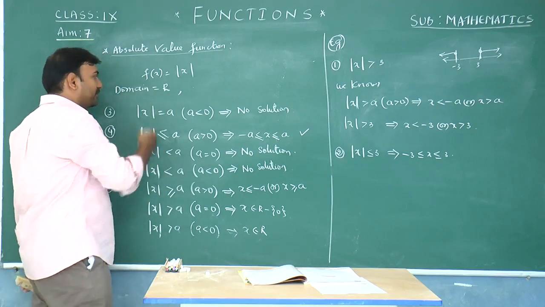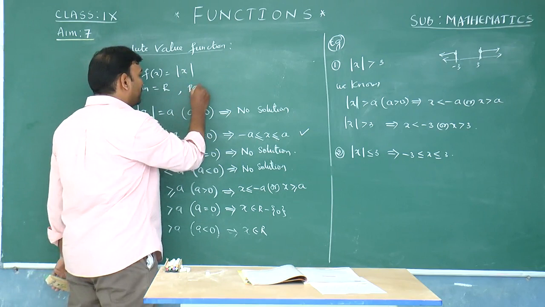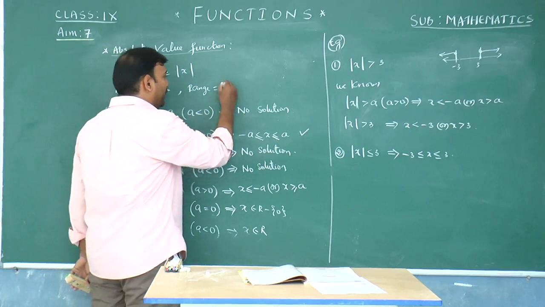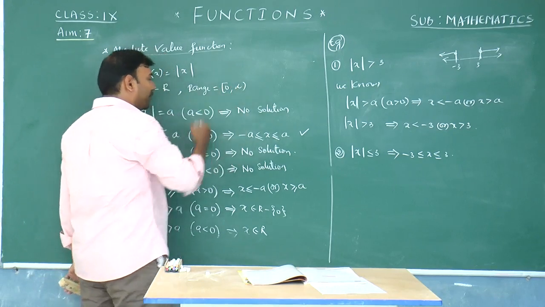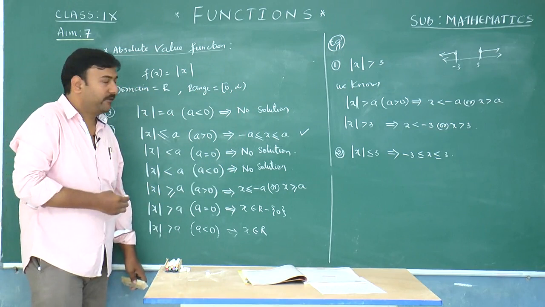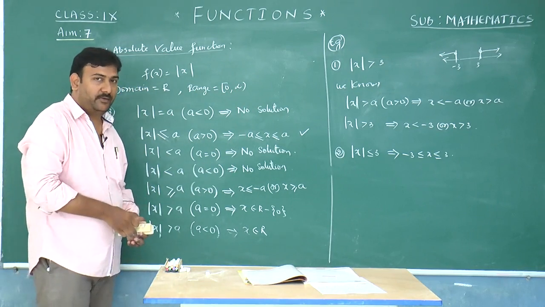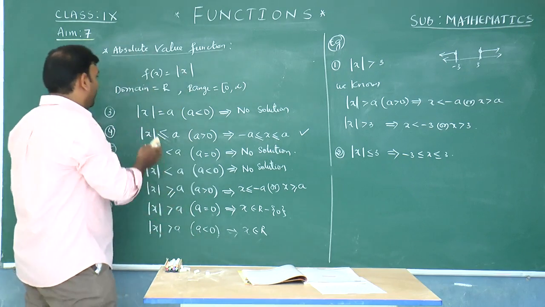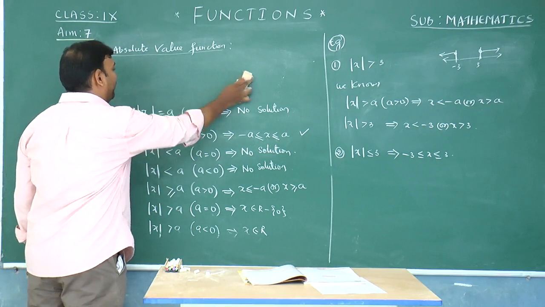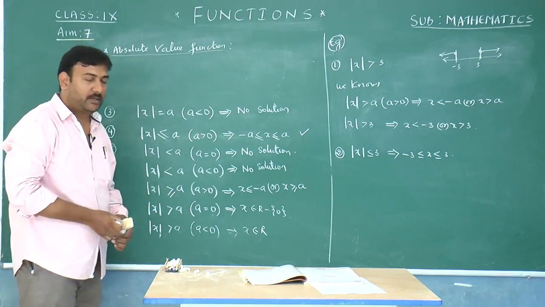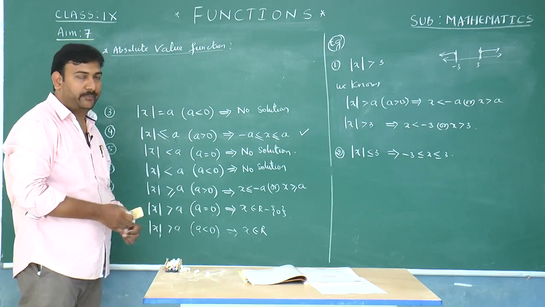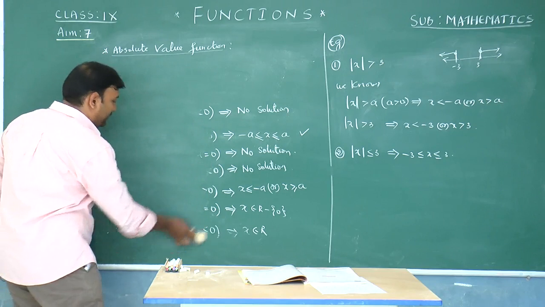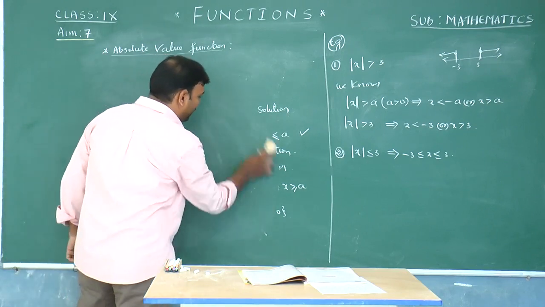Therefore, the domain of this function is going to be R, and the range of this function, because the value of mod x will never give you a negative number, can be any number between 0 and infinity, including 0. So the function of the form f of x equals mod x is said to be an absolute value function. You have to be very careful when we are discussing the domain. The domain concept we will be discussing in the next session. So we have seen the first type of piecewise function, that is the absolute value function.